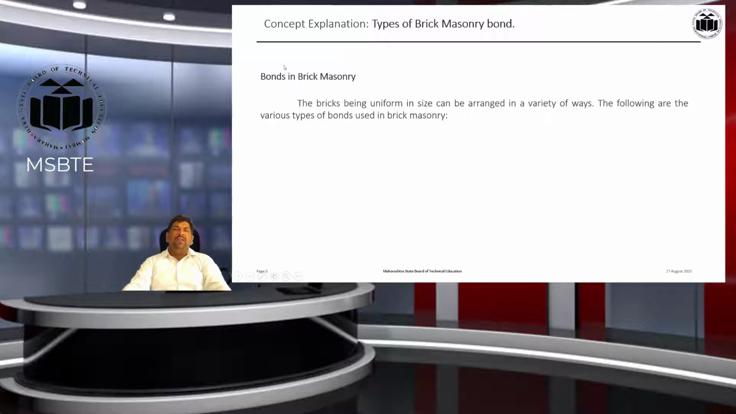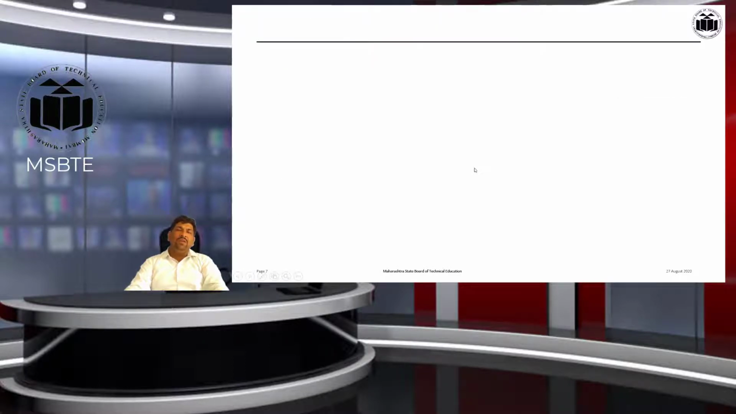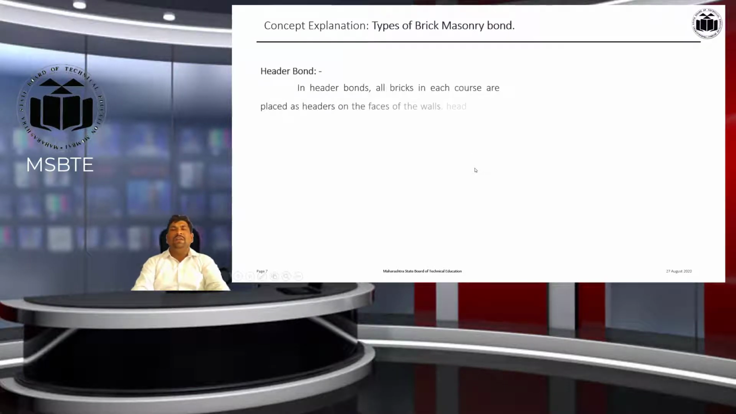And that's why the arrangement of the bricks depends on the thickness of the wall and the purpose for which you are providing this masonry. That's why the bonds are divided into four categories: header bond, stretcher bond, English bond, and Flemish bond. So let us have a look at them one after another.